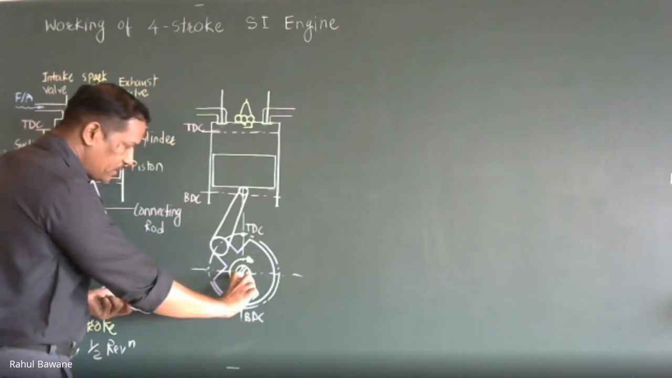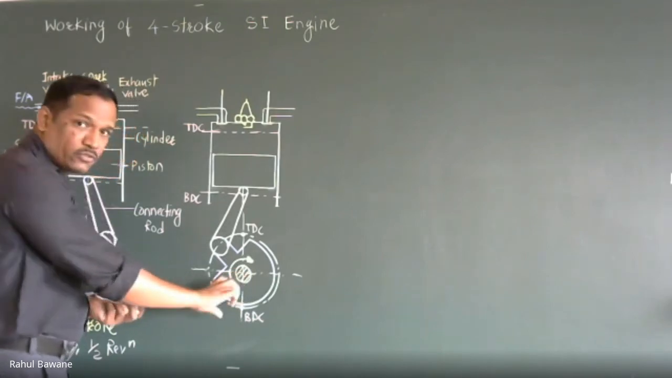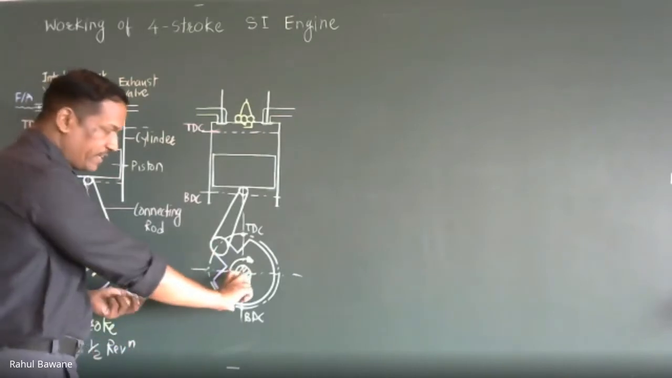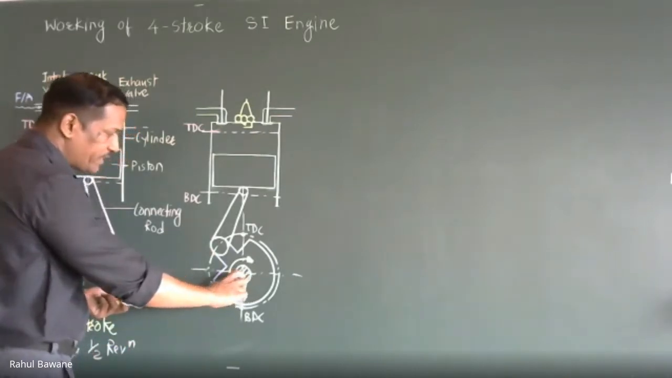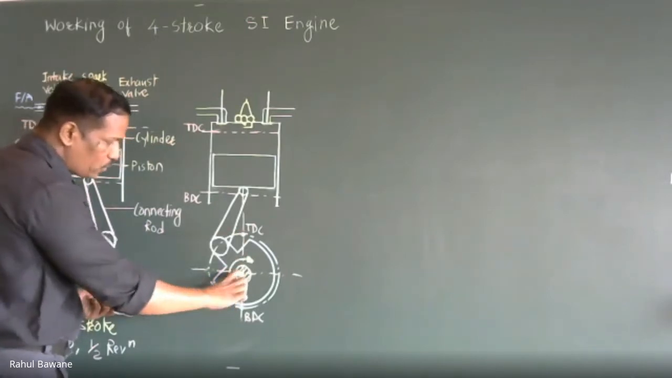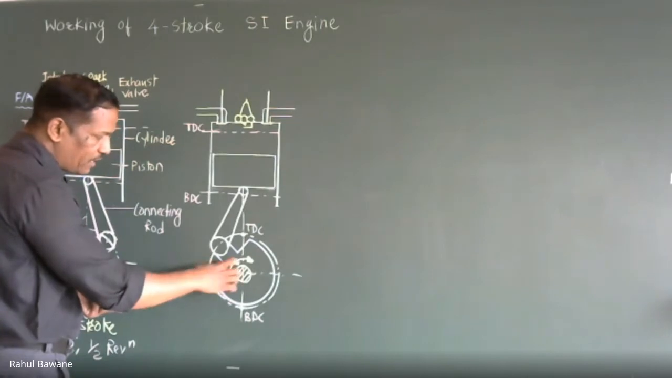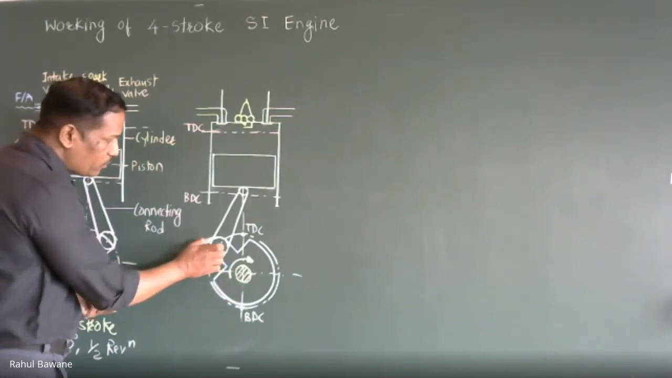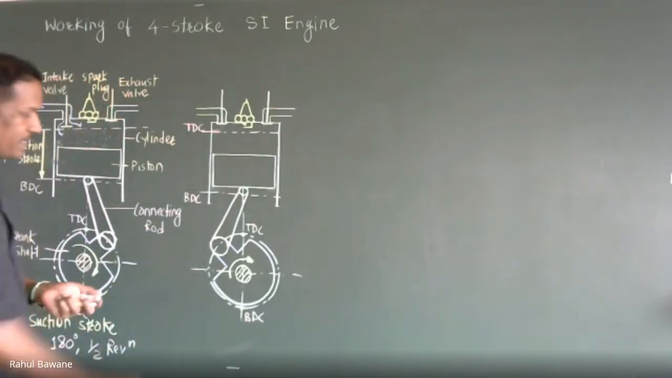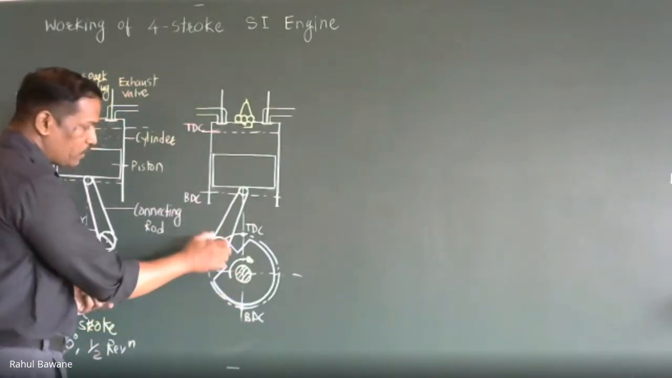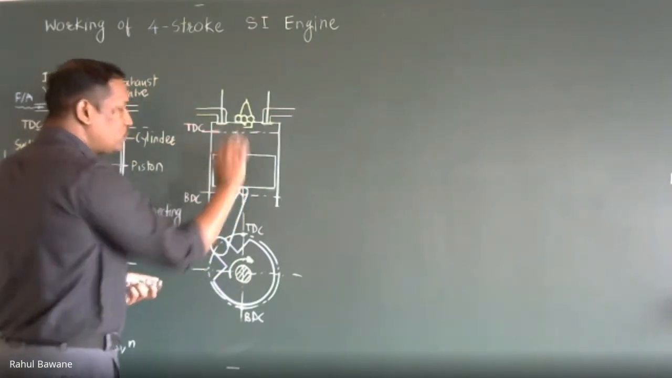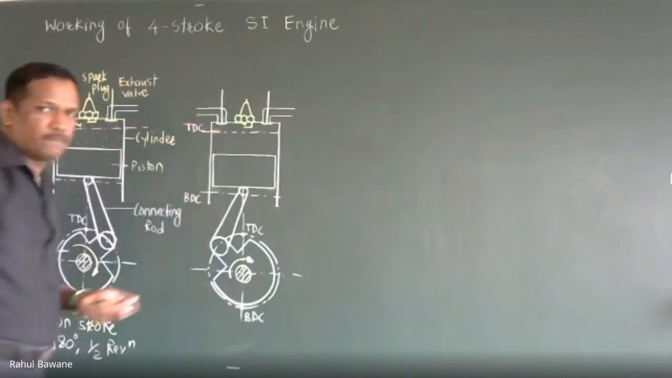So when the crank starts rotating, that means you are still providing the power with the help of the button start or key. So your crank is rotating like this. So from BDC to TDC, when it is rotating in a clockwise direction, at this time your connecting rod is pushing this piston upward. So as the crank rotates, your connecting rod applies that force and pushes this piston to move from BDC to TDC.